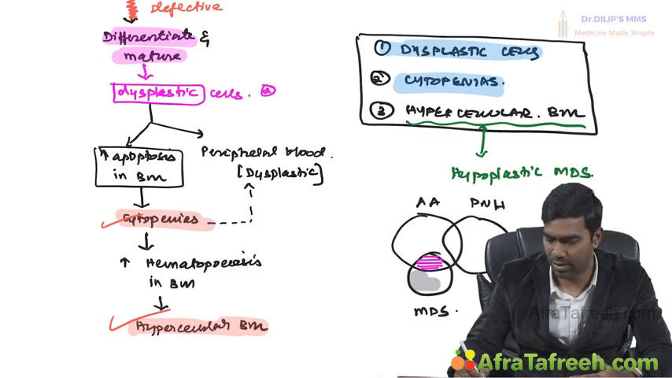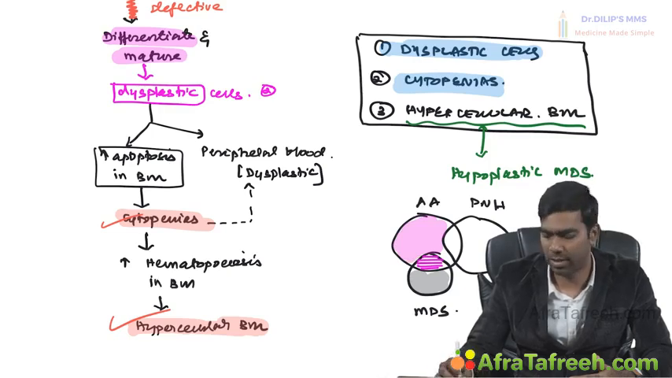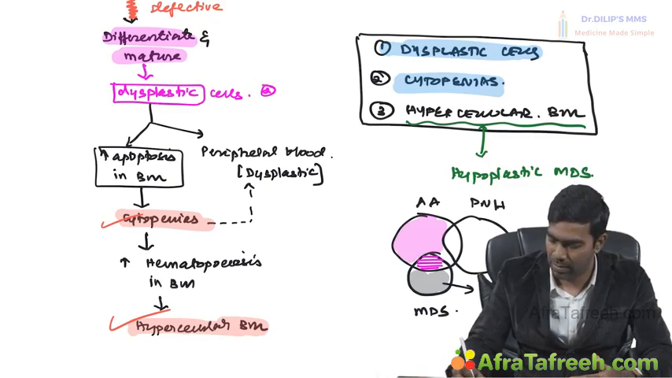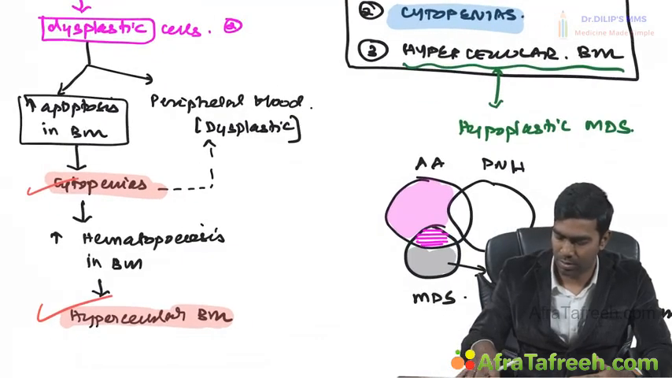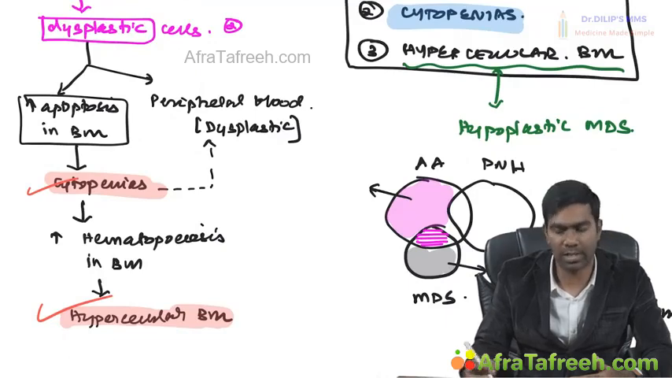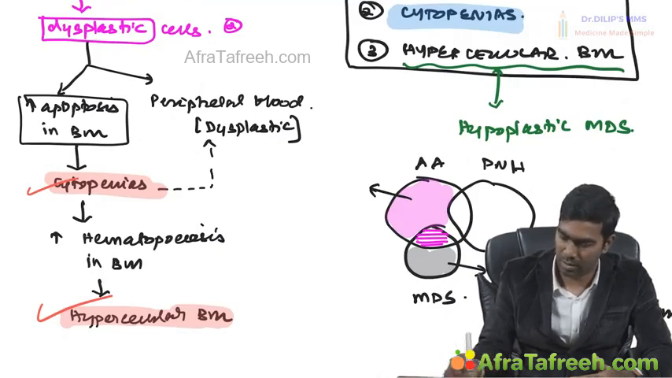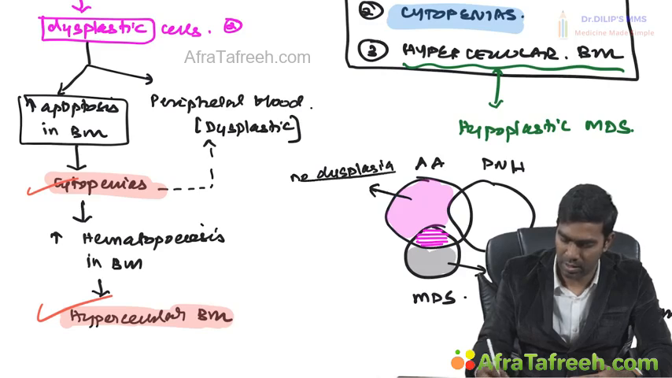This is characteristic MDS, which will have a hypercellular marrow, but this is characteristic aplastic anemia, which will have a hypoplastic or hypocellular marrow, but there won't be any dysplasia. So you can see here there will be dysplasia plus a hypercellular marrow, and patients with true aplastic anemia will have no dysplasia, you won't get any dysplastic changes, and you will have a hypocellular marrow. So it's totally opposite to that of MDS, a hypocellular marrow.